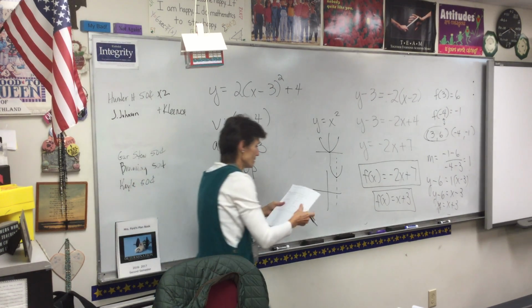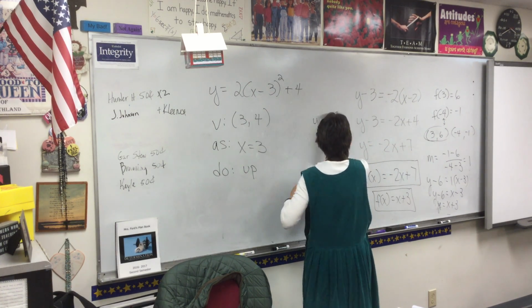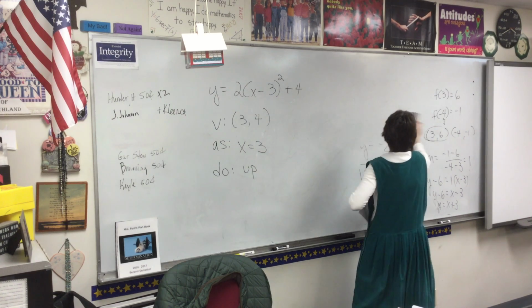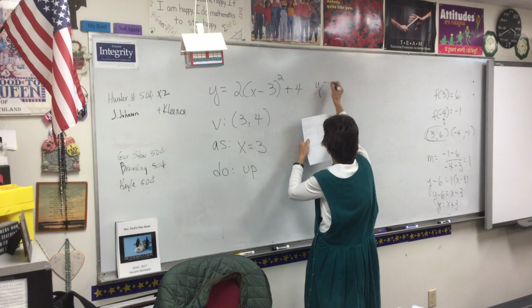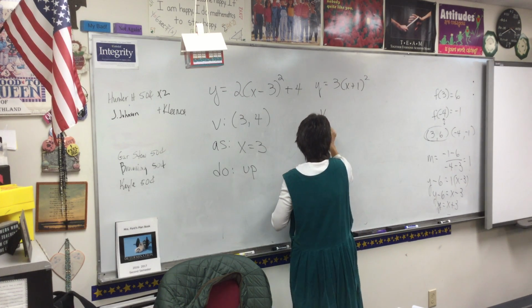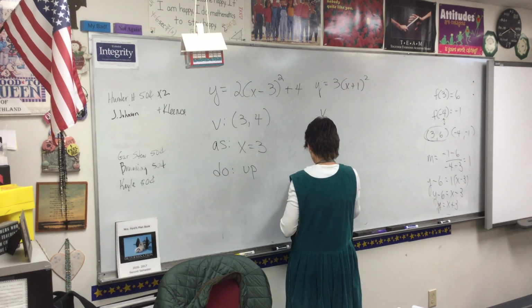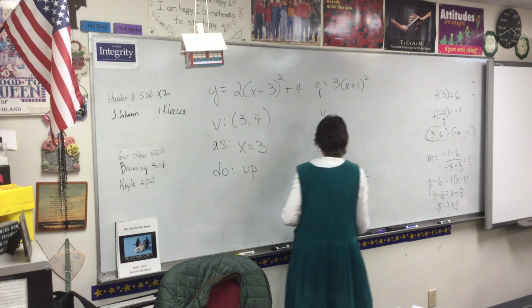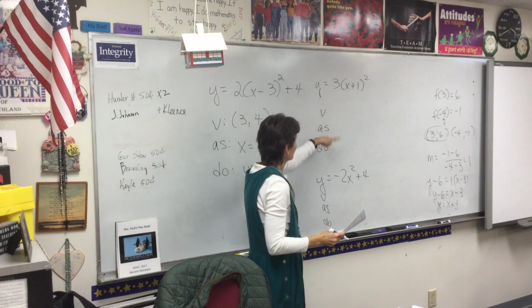That's pretty easy. Let's look at, these go down, so let's look at B. B says y equals 3x plus 1 squared, and we need vertex, axis of symmetry, and direction of opening. All right, so here we go. Let's take a look at this one.